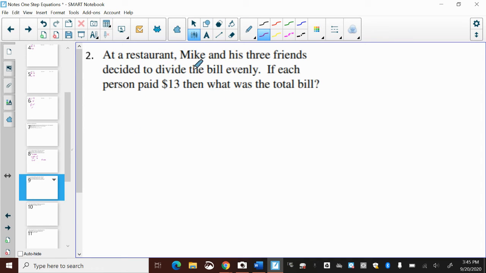Okay, we're at a restaurant. Mike and his 3 friends decide to divide the bill evenly. If each person paid $13, what was the total bill? So it says Mike and his 3 friends decide to divide the bill evenly. So what is the total bill? So let's let bill be B. So the total bill is B. They're telling you the 3 friends are dividing it by 3, and then each person winds up paying $13.